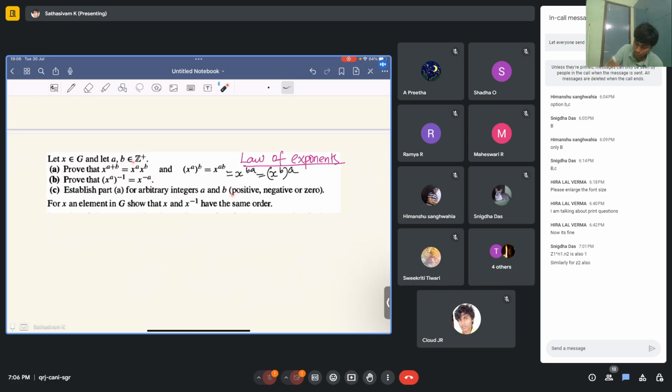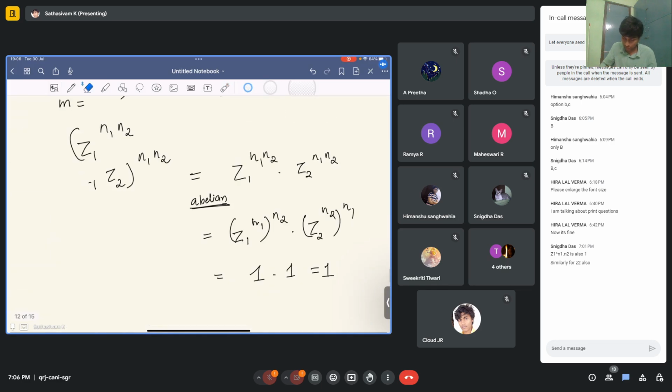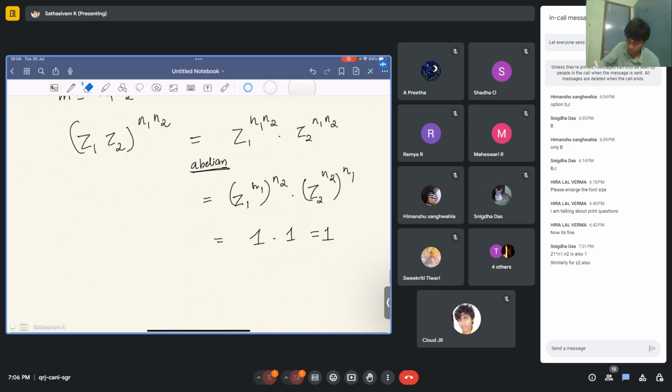The first, when you prove that, first you prove it for positive numbers and then use this to prove it for all the integers. But this is true for all integers. So that is the property we are using here. Here we are using the law of exponent.